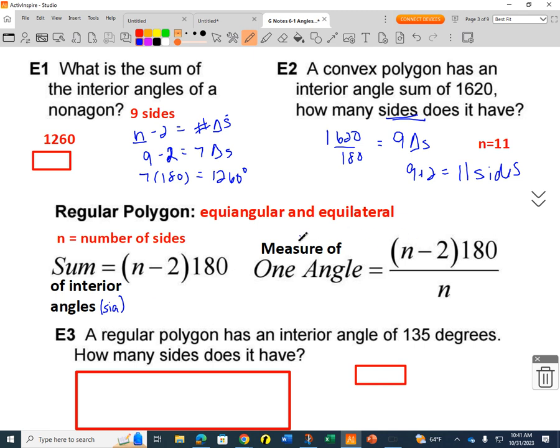If we want to know the measure of one interior angle, you don't have this labeled in yours, so I want you to write this part. You do not have that on your notes. Is everybody hearing me? Yours should say sum of interior angles. Yours should say measure of one angle. And I will abbreviate this one as MOA, as in the extinct bird.